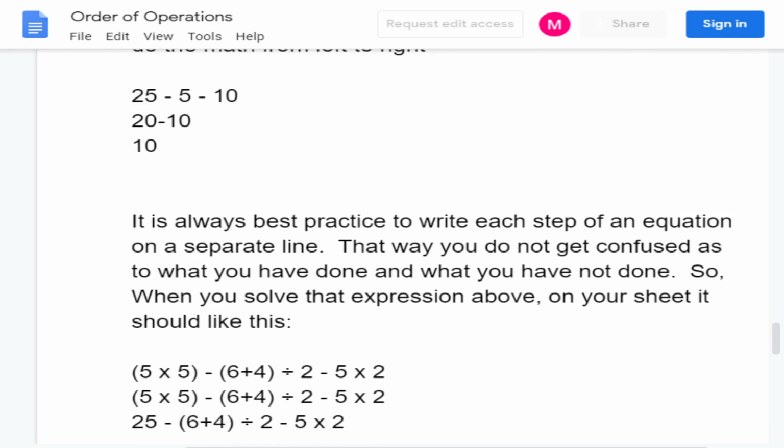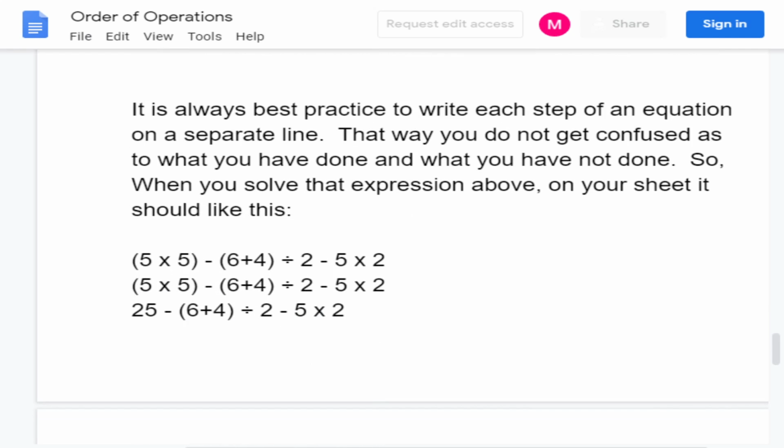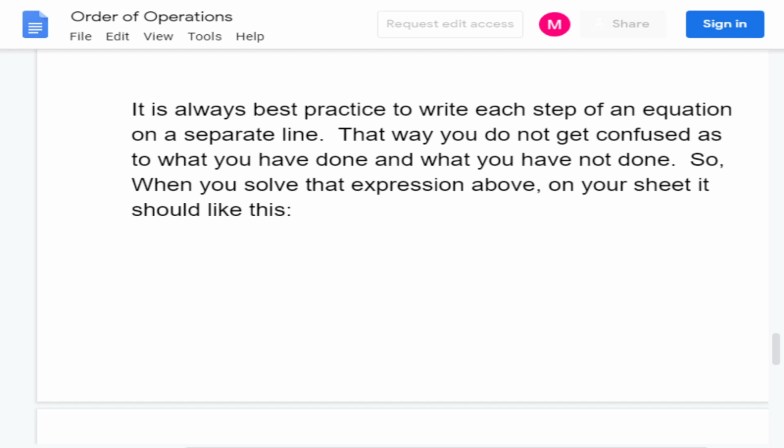I just want to point this out quickly. It is always best practice to write each step of an equation on a separate line. That way you do not get confused as to what you have done and what you have not done. So when you solve the expression above on your sheet, when you're writing this out, it should look like this. Let me go to the next page so you can see it fully here.